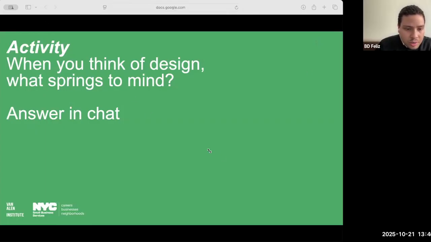Murals, okay, action. I'll just read it as folks type it. Visuals. Okay, design is communication. I love that one. Creativity, colorful. Graphics, banner, personal. Efficiency, that's a good one. Buildings.